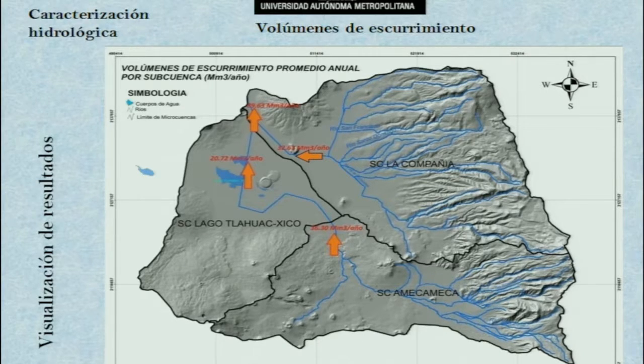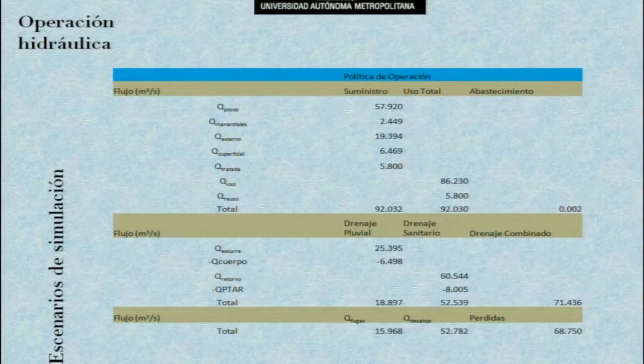I don't know which one this is. Let's see. Right, and this is an example. I don't know if you're able to see it, but this is a table of results in regard to the hydraulic operation. This essentially is the information. You are able to see it. Yes, please center this.